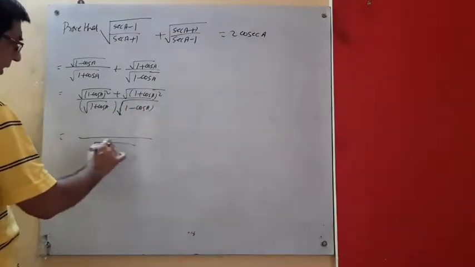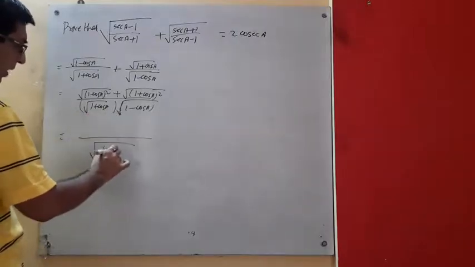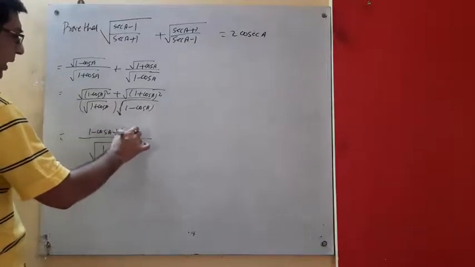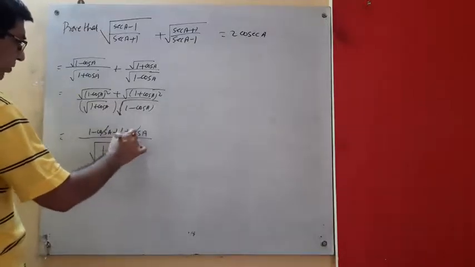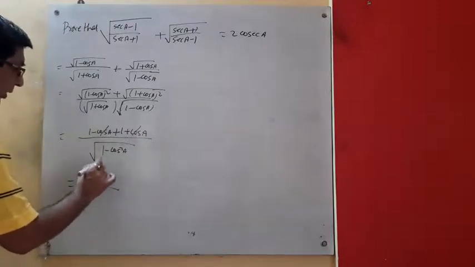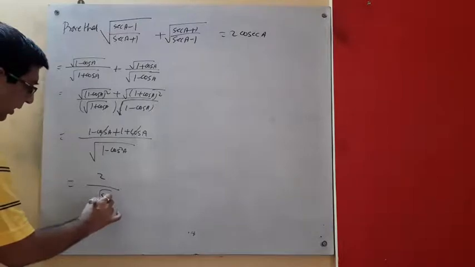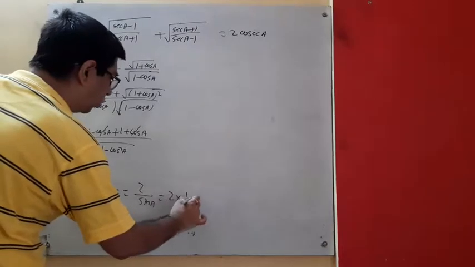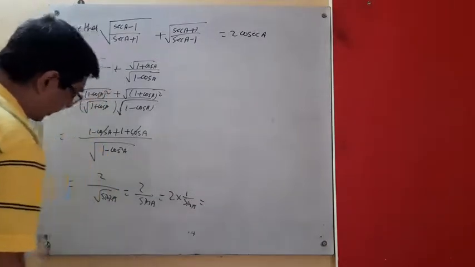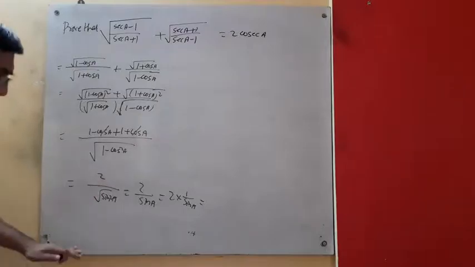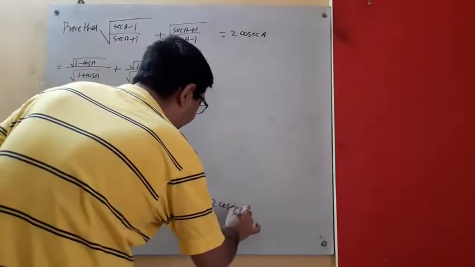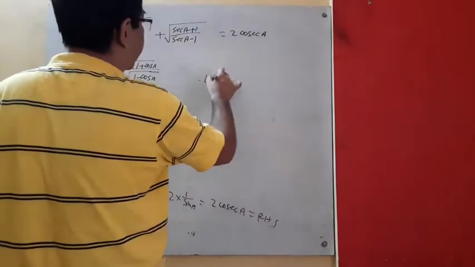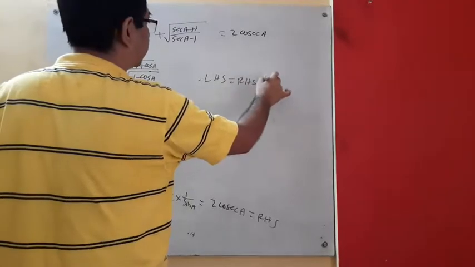So this one into this one means root under 1 minus cos square A, and this is 1 minus cos A plus 1 plus cos A. So this one cancels. So we are getting 2 by root over 1 minus cos square A, which is root over sine square A, right? That is 2 by sine A, that is 2 into 1 by sine A. As there is no space, I am writing here, but you will do it just below this one. So 2 cosec A, right? That is equal to RHS. Therefore, LHS equal to RHS proved.